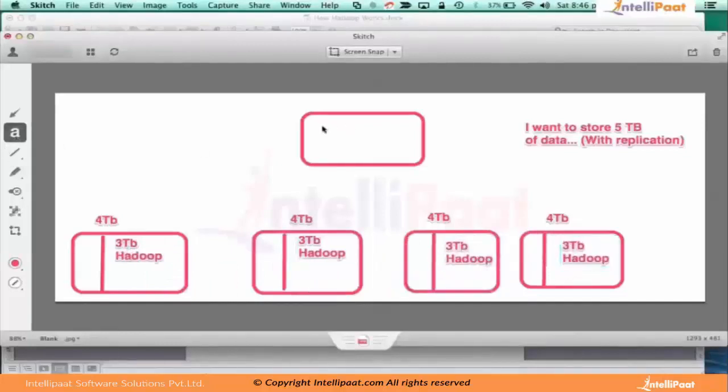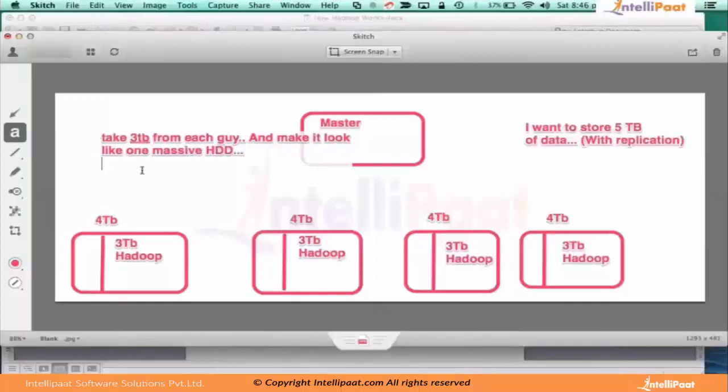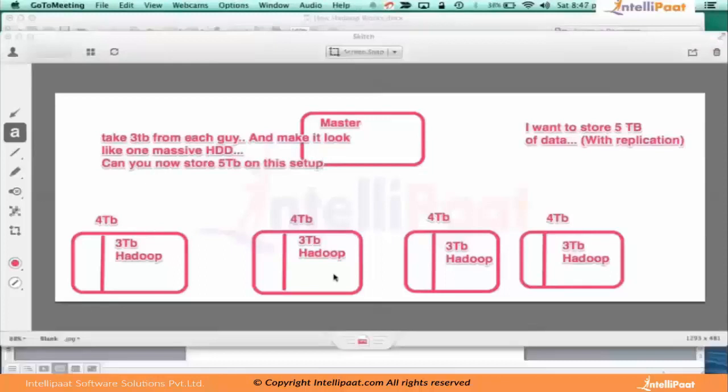And you tell this master, this is a master, take 3 TB from each guy and make it look like one massive hard disk. Now tell me, can you now store 5 TB on this setup? I can store 5 terabytes. How? Simply put, this master is told that this is like one hard disk, 3 plus 3 plus 3 plus 3. Now we have 12 terabytes, you can store 5 terabytes.